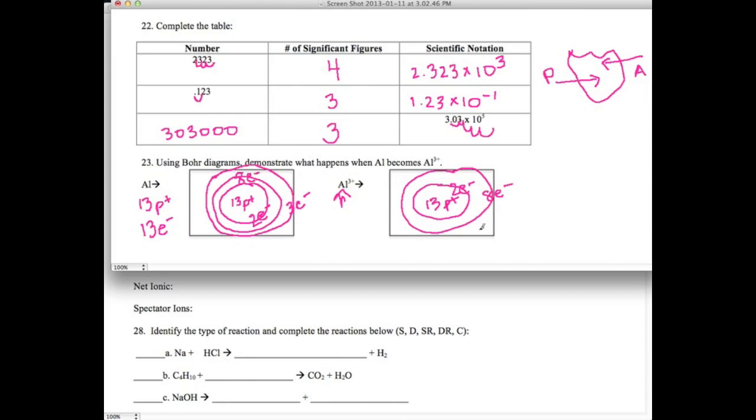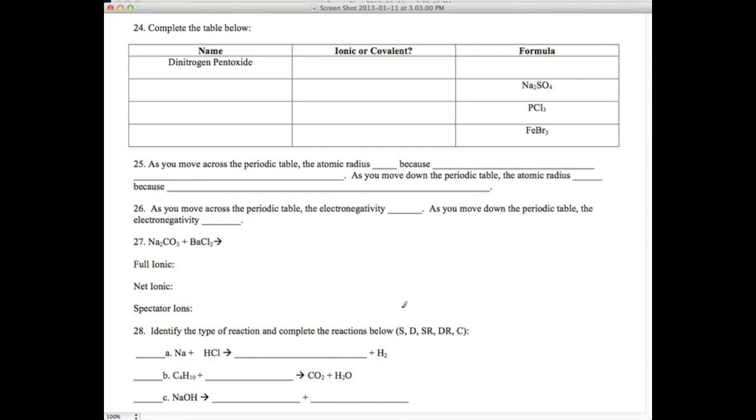Alrighty, let's go on to number 24. This is some naming. The first thing you need to do is decide whether you have an ionic or a covalent compound. As soon as you see dinitrogen, you should be thinking, oh, I've got some prefixes, so that's covalent automatically.